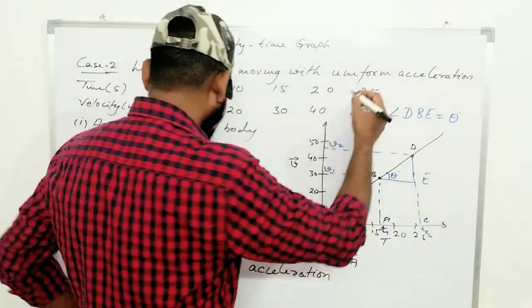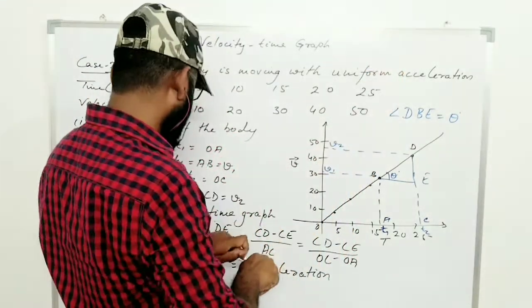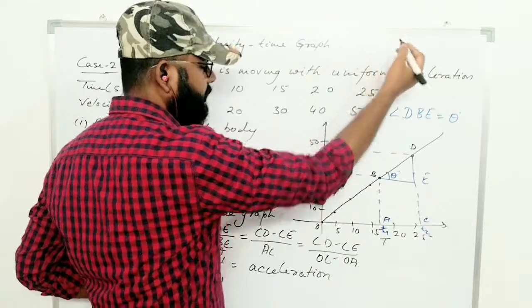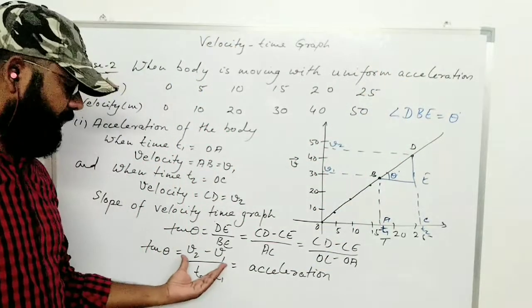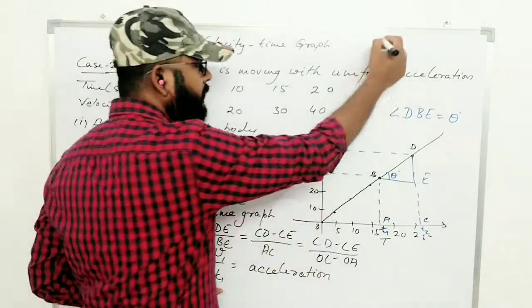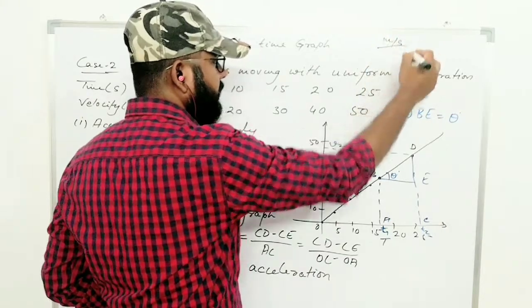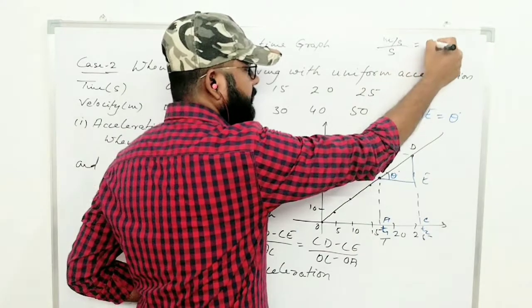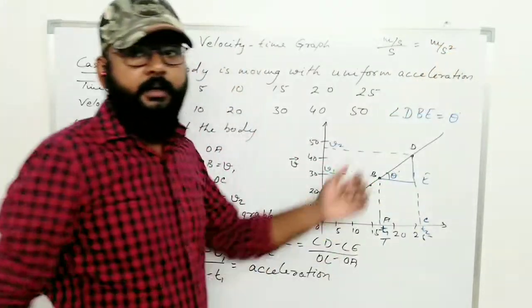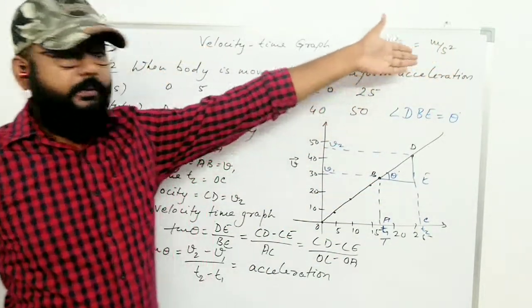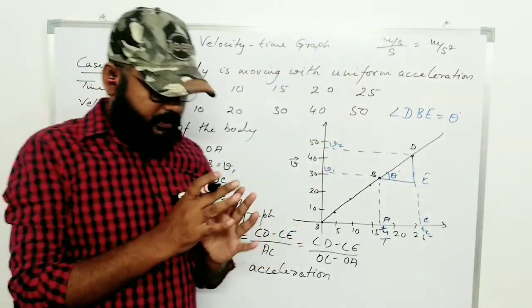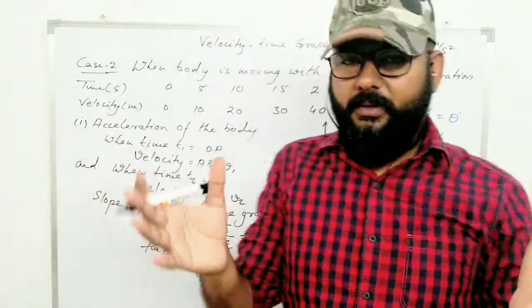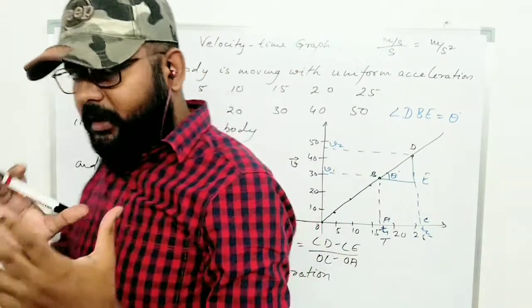Now comparing the unit, see here, V2 minus V1 means subtraction of velocity, then the unit will come, the unit of velocity, that is meter per second, and T2 minus T1, that is second, so it becomes meter per second square. Okay, and this is the unit of what? Acceleration.